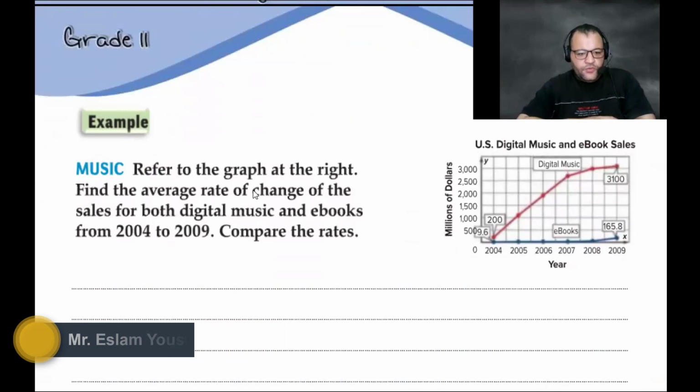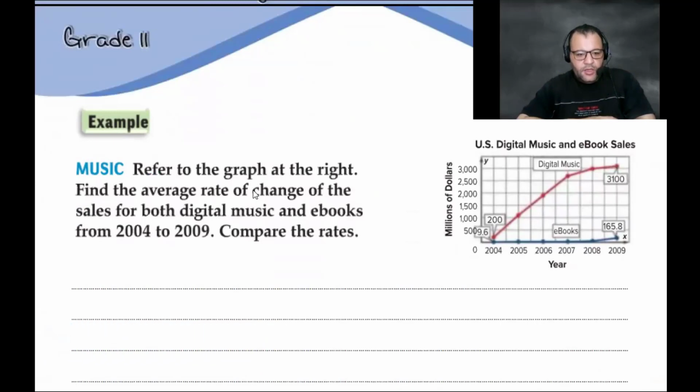Now we need to find the average rate of change for both of them, for the digital music and the ebook. That is the digital music and that is the ebook. How can we find the average rate of change for this one? We need to compare between them. You find the rate of change for each one. We can find the rate of change for the first one.